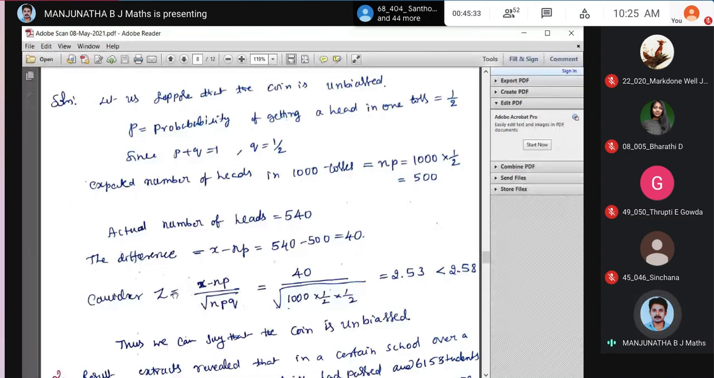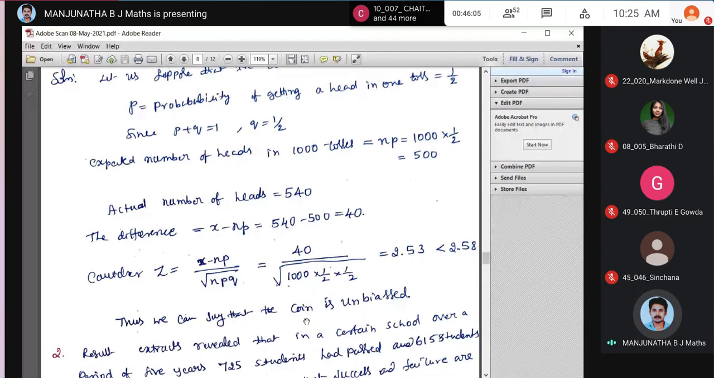So consider z. Proportion is given. What is the formula for z? Z equals x minus np divided by square root of npq. That is 40 divided by the square root of n is 1000, p is 1/2, q is 1/2. If you compute that, it is 2.53. So at the 99% confidence level, we have to verify that. 2.53 is obviously less than 2.58, correct? Therefore, we can say that the coin is unbiased. If it is greater than 2.58, the coin is biased, right?